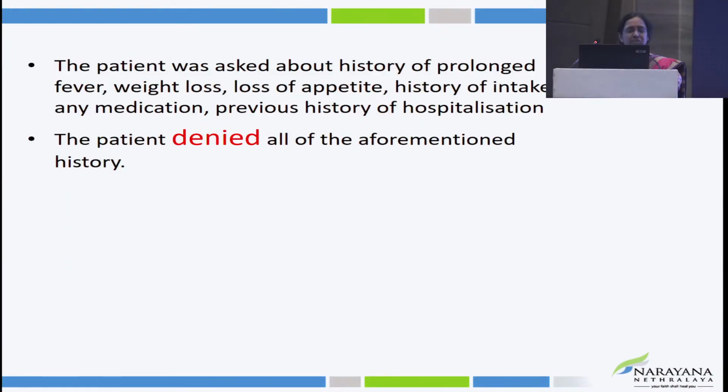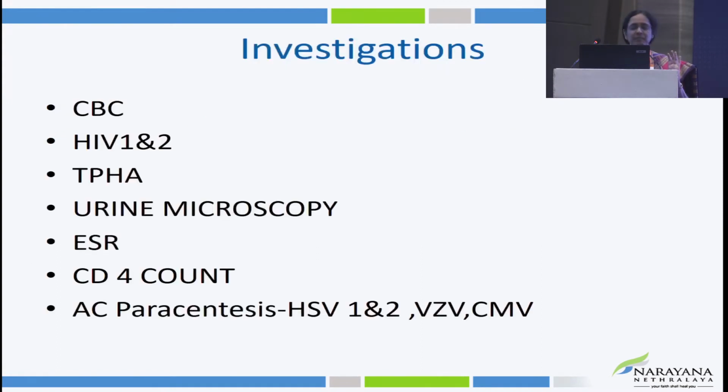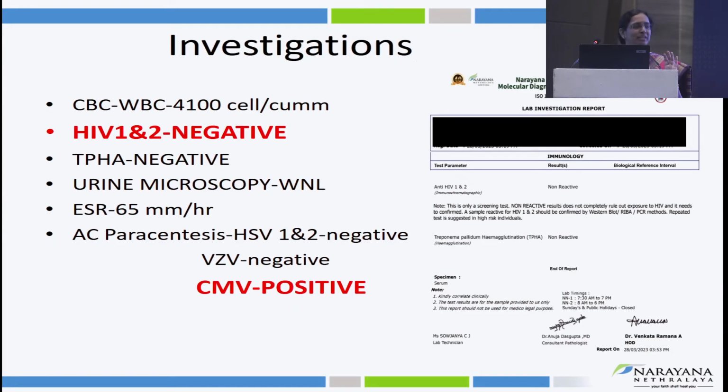We asked the patient for an in-depth history: prolonged fever, weight loss, loss of appetite, any intake of medicines, and previous history of hospitalizations. Bluntly, the patient denied all the history. Even though we suspected, looking at the fundus, the possibility of CMV retinitis, he said, I recently relocated from Chennai. That was all the answer from him. But we suspected CMV in him. We investigated. To our surprise, HIV 1 and 2 came negative in this patient. But we went ahead and did the aqueous tap, which came positive for CMV, correlating with the clinical condition.